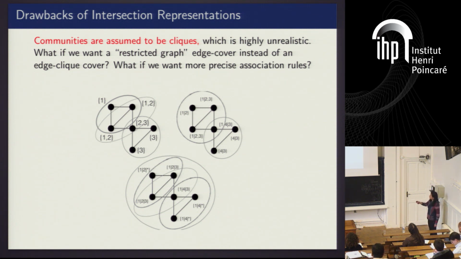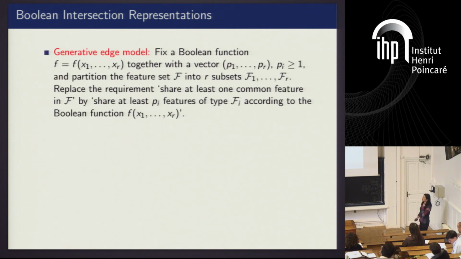So if I want to do something like this, I would have to change the definition of an intersection representation, because I do not want to deal with cliques anymore. So that brings me to the topic of what we call Boolean intersection representations. And it's pretty neat because it allows you to have much more control over what you call communities based on feature sets, as well as based on the induced subgraphs that you call your community structures.